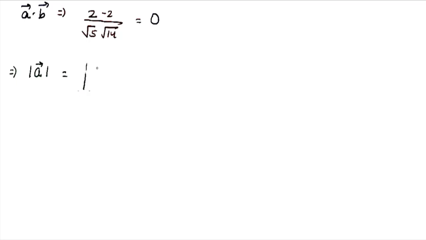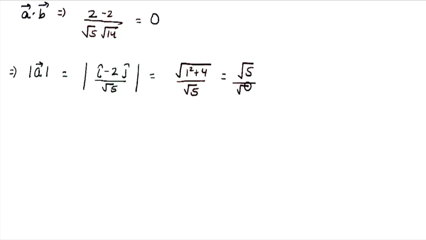Now we have to find the magnitude of A vector. The value of A vector is I cap minus 2j cap divided by under root 5. We know that for magnitude we have under root 1 square plus 2 square, means 4, in the denominator under root 5. Solving this we get under root 5 divided by under root 5. This under root 5 is cancelled out by this under root 5. We get magnitude of A vector is equal to 1. If we square this magnitude, this value is also equal to 1.